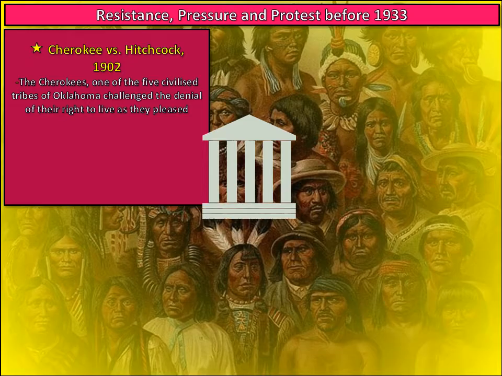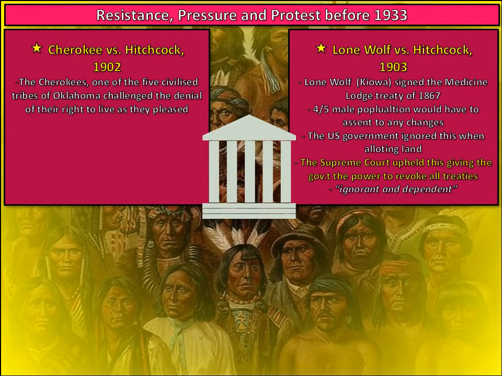In the case Cherokee versus Hitchcock of 1902, the Cherokees, one of the 5 civilized tribes of Oklahoma, tried to challenge the idea that they could not live as they pleased. Hitchcock was just a member of the federal government at that time. So this is a Native American tribe taking the federal government to the Supreme Court. More significantly, the next year, in the case Lone Wolf versus Hitchcock, the Supreme Court makes a decision that shows it's going to change its attitudes towards Native Americans.